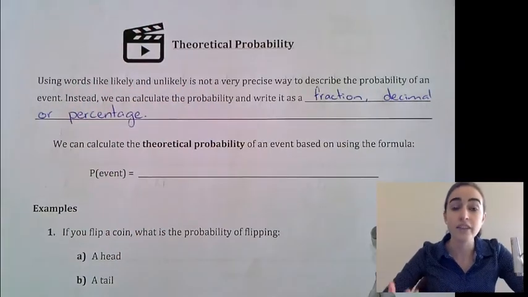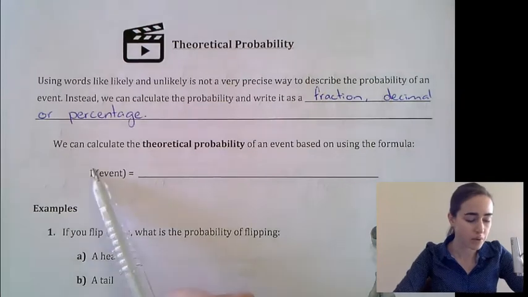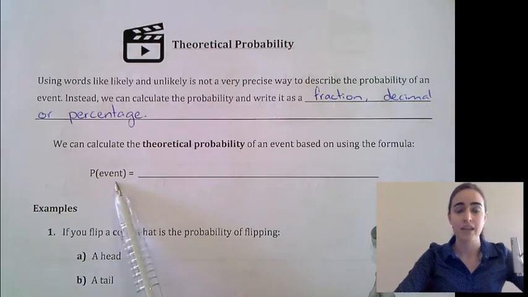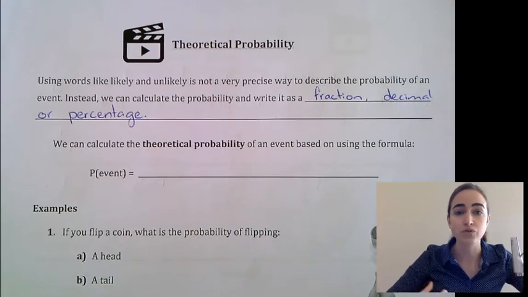So we can calculate the theoretical probability of an event, so in theory how often something's going to happen, or the chance of something happening. Using the formula, the probability of that event is equal to the number of favourable outcomes, so the number of possible ways that event can occur, divided by the number of total outcomes, so the total number of things that could happen during our experiment.